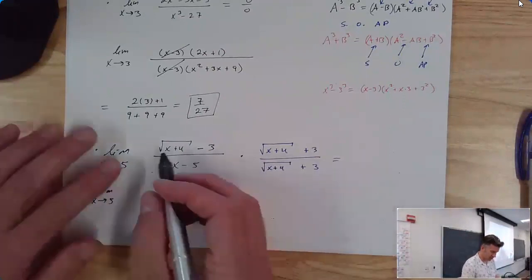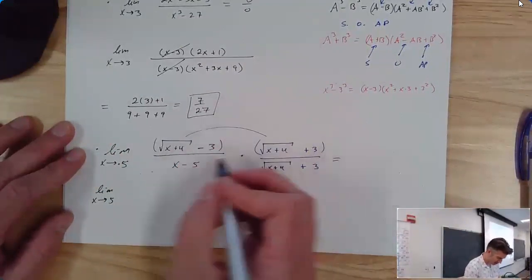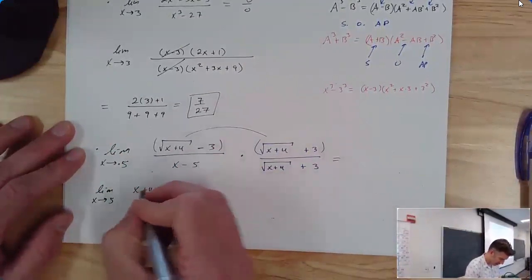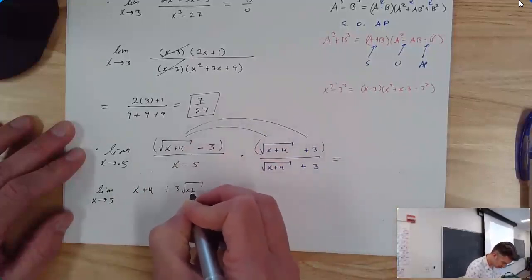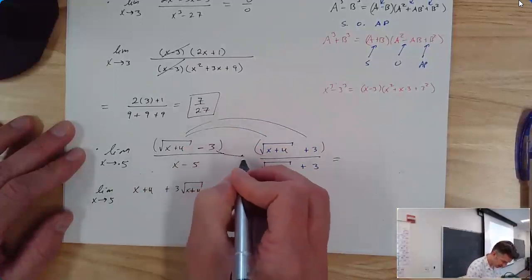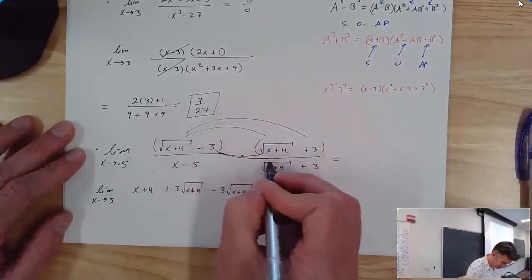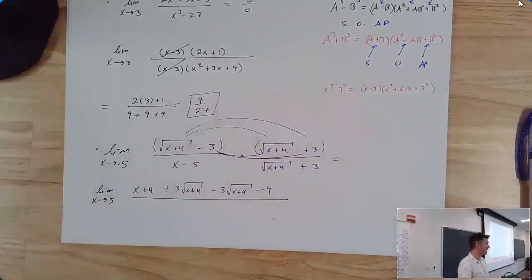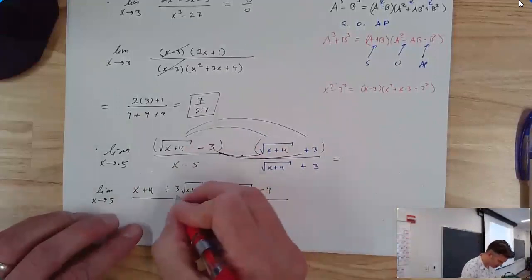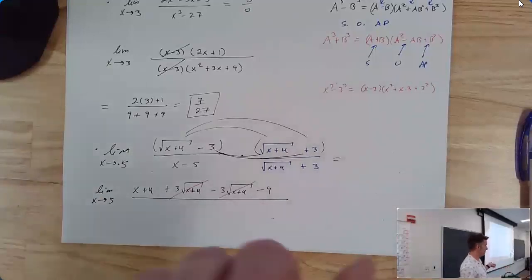So if I multiply this out, I FOIL this out, square root of x plus 4 times square root of x plus 4 is x plus 4. And then square root of x plus 4 times 3 is 3 times the square root of x plus 4. And then negative 3 times square root of x plus 4 is minus 3 times the square root of x plus 4. And then negative 3 times 3 is minus 9. And notably, the middle terms are going to cancel. That is always what happens when you multiply something by its conjugate. You get the first thing squared minus the second thing squared, and the middle terms cancel.